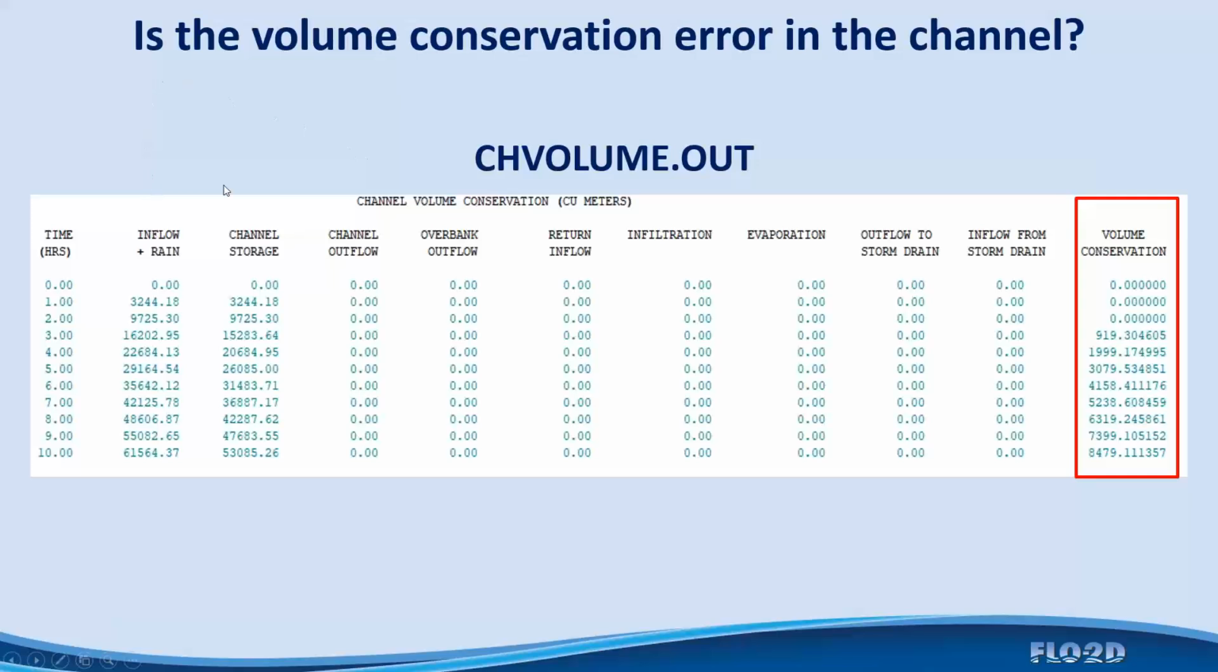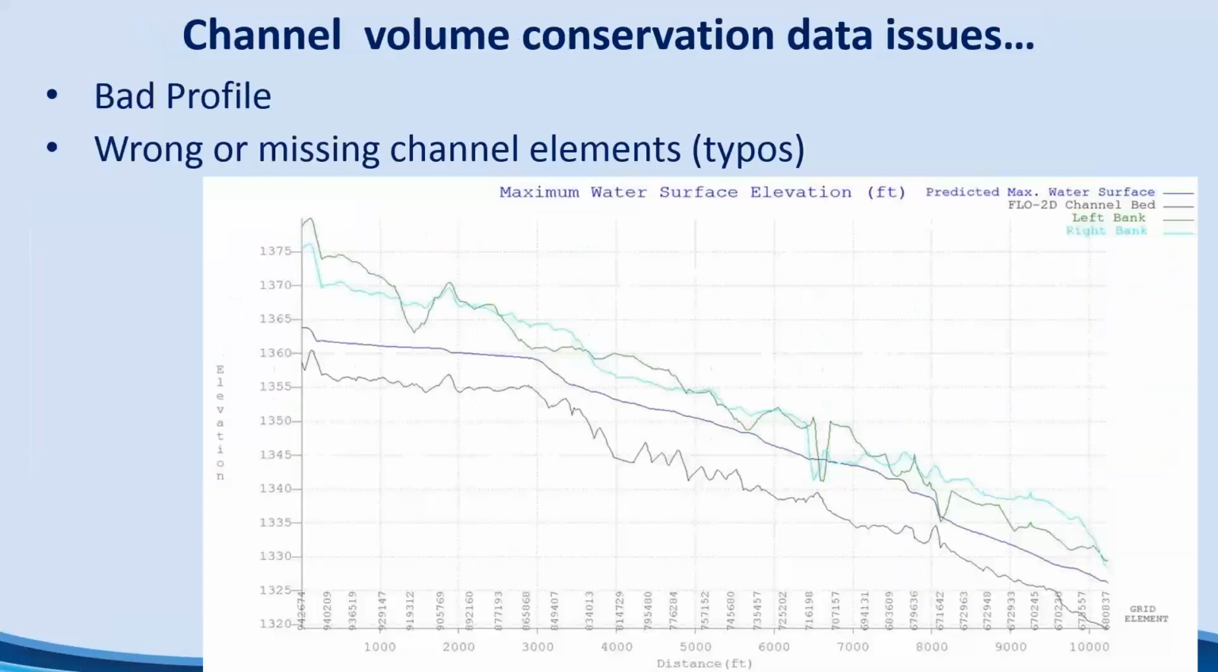Now, if you got an error, if you check out ch volume for channel volume.out, you can see where the volume error is starting here. This is in acre feet or cubic meters here. And you can see that it's a pretty robust error here. Since I don't have any channel outflow or overbank flow or return flow to the channel or infiltration or evaporation or storm drain errors, this is just in the source. The error is in the source of the rainfall and/or how it's stored in the channel. So there's something dramatically wrong with your data in this case.